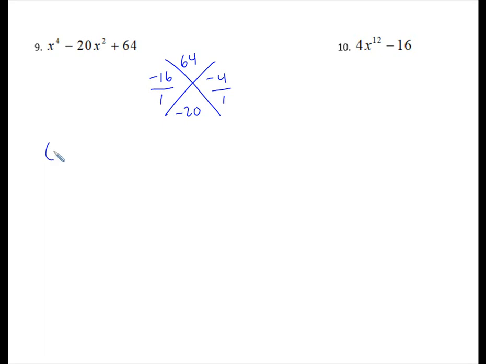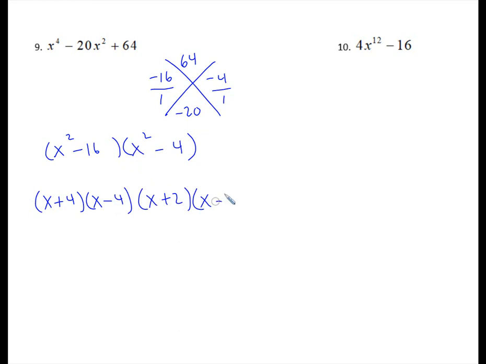So it looks like my factors would be x squared minus 16, x squared minus 4. And then I have to recognize both of these are difference of squares, so I can factor both of these more. This is going to be x plus 4, x minus 4. This is going to be x plus 2, and x minus 2.